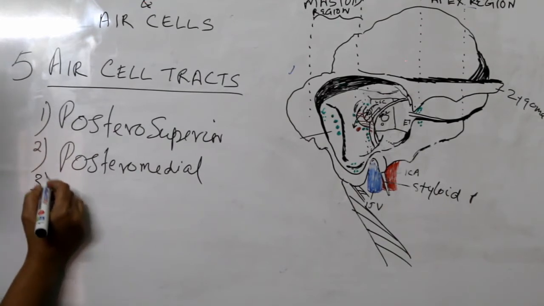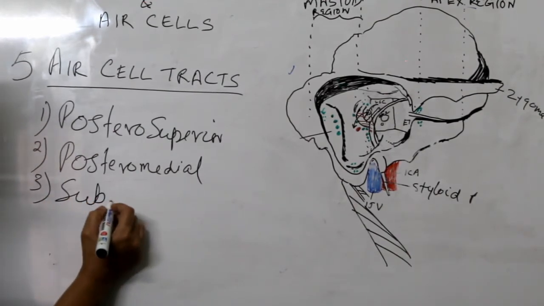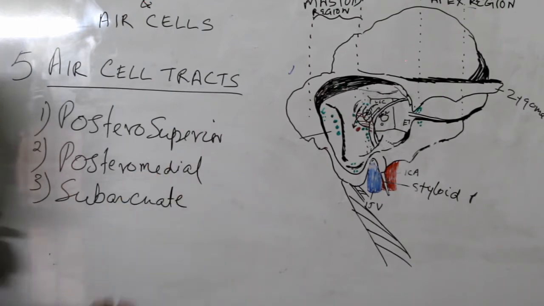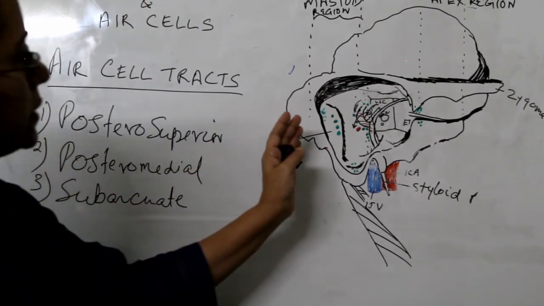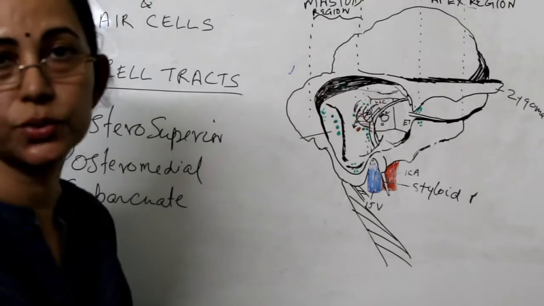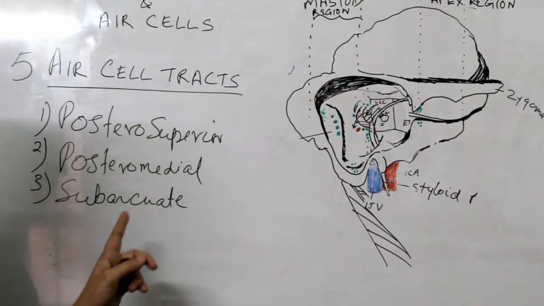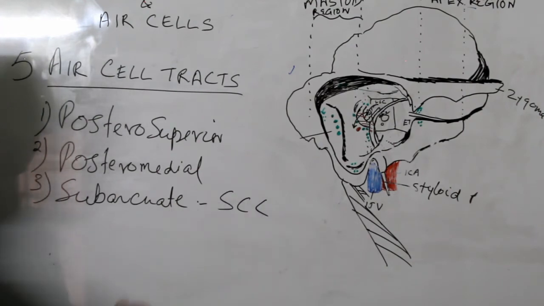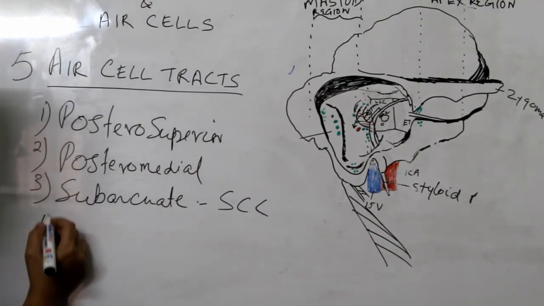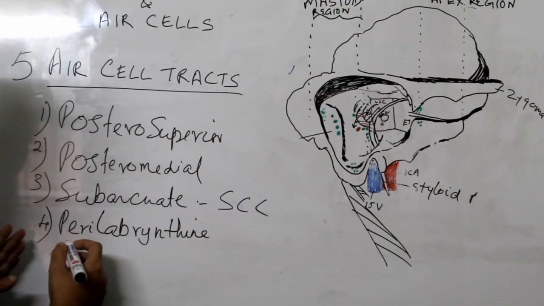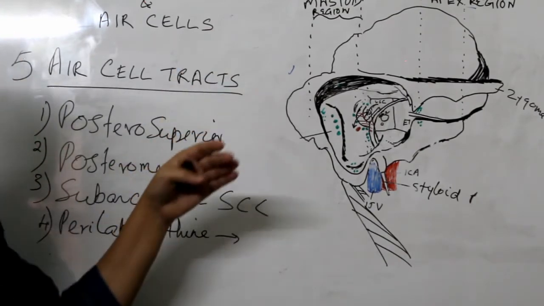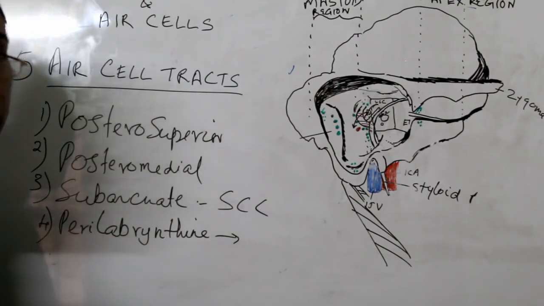Third is subarcuate. It passes through the arch of the superior semicircular canal, subarcuate, superior semicircular canal. And the perilabyrinthine runs superior and inferior to the bony labyrinth.